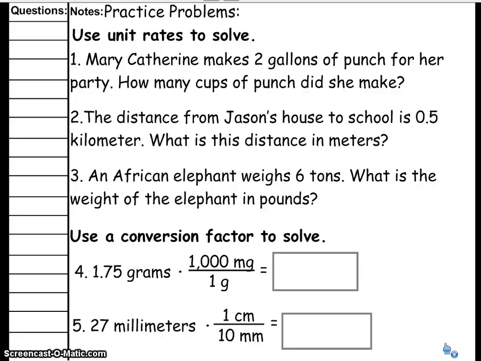Here are 5 practice problems I would like for you to complete in your notes. The first 3, you're going to use unit rates to solve. And questions 4 and 5, you'll use the conversion factor to solve. Please make sure you write out the problems, you write out your steps, and you show your process. If you have any questions, please write them down if you're still confused, or put a star by something you want me to explain in class when we do our video debrief.